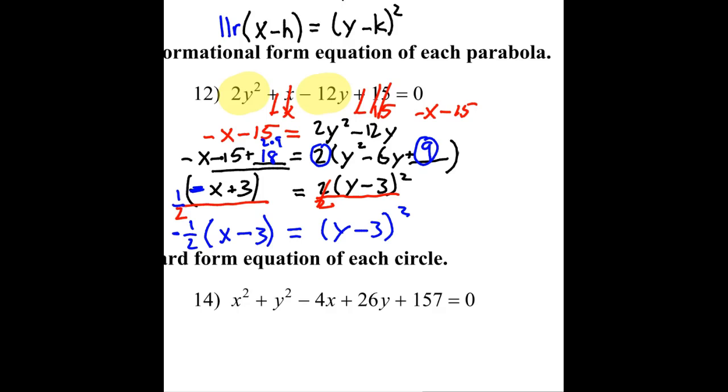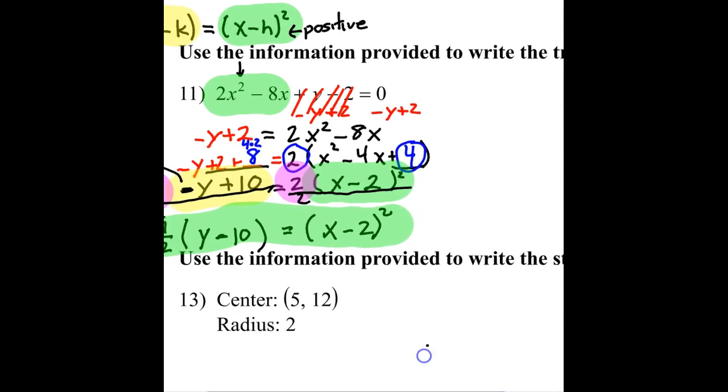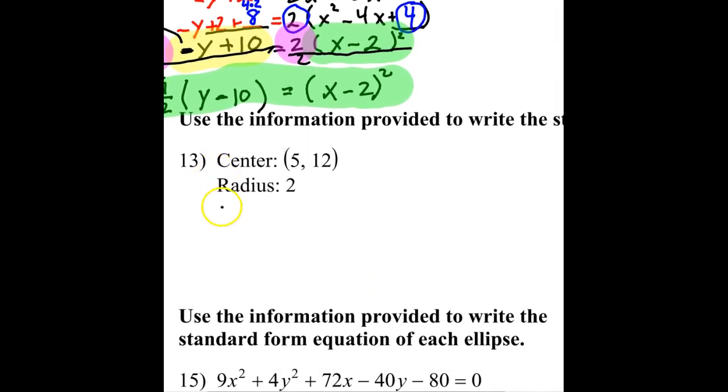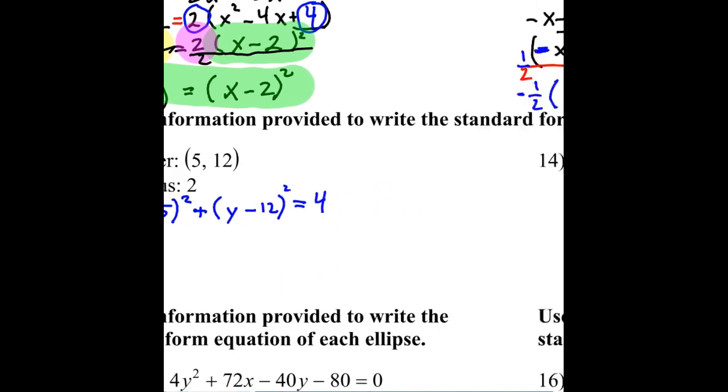Okay, let's continue on to the circle. Okay, 2 parts of a circle. 13 is very straightforward. We just have to know the general form. So we'll have center with an x value of 5, so it'll be x minus 5 squared. And we'll have y minus 12 squared. And we'll have the radius squared, which is 4. So this is the only one where we don't actually write 2 squared, we put the 4. And that's all we have to do for 13.